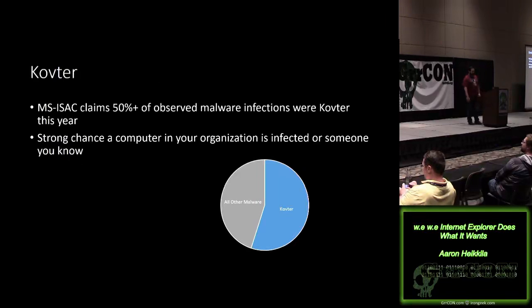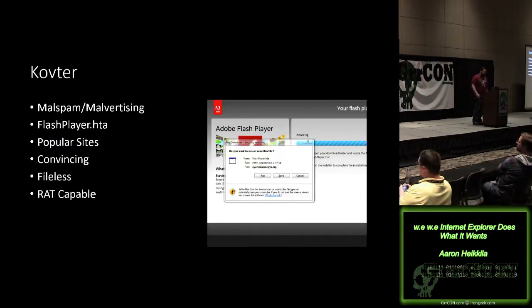The MS-ISAC, that's the Multi-State Information Sharing and Analysis Center, claims that over 50% of the malware they've seen this year from all the organizations they've gathered from, over 50% have been CovTR infections. So this is a really prevalent malware. It's all over the place. It might be in your organization or in somebody you know's organization or on their home computers. And so CovTR utilizes the HTA document.